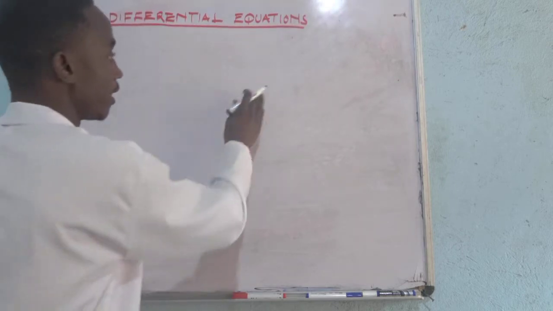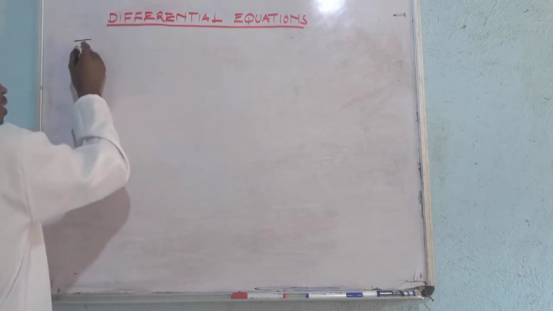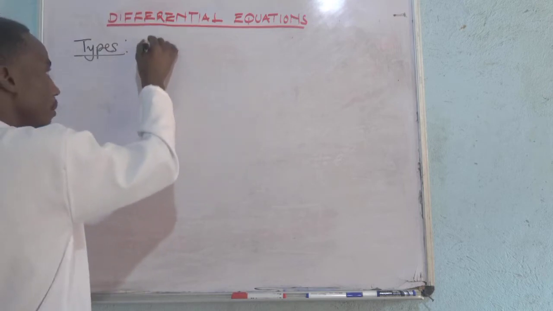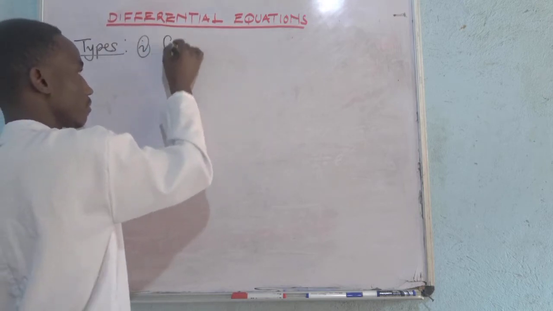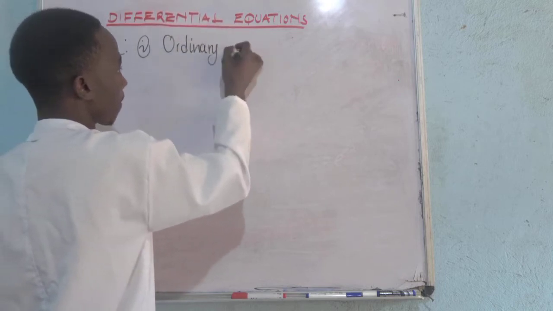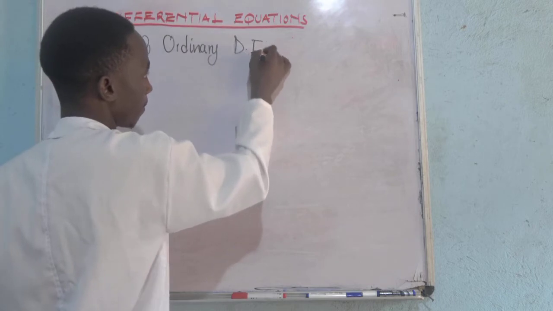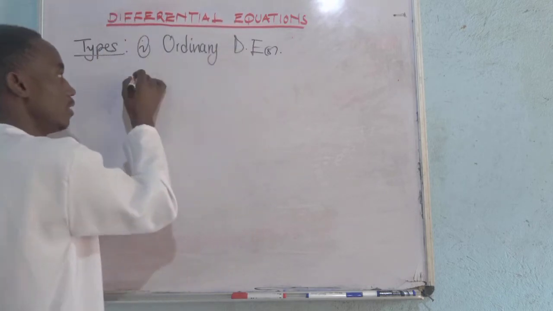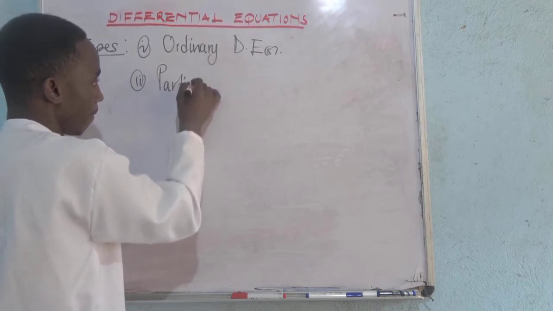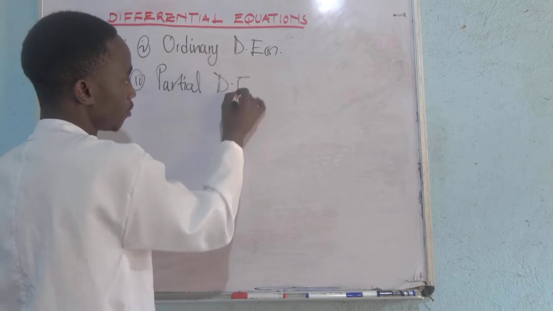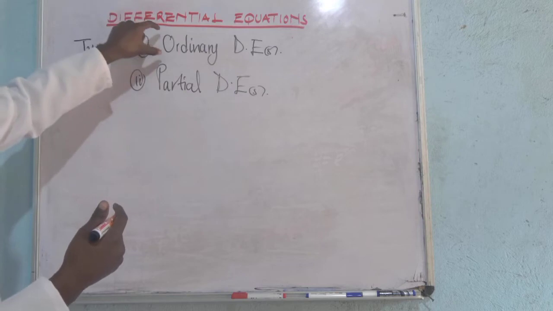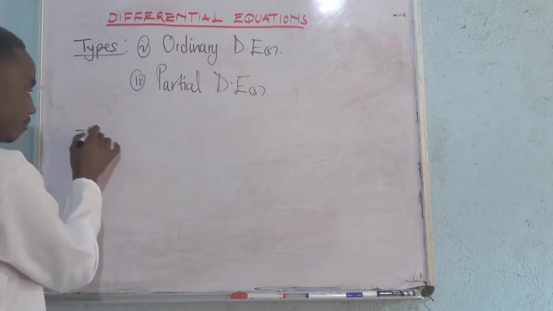So I mentioned that there are two types of differential equations. We have the ordinary and also the partial differential equations. How do these two differ, or how are they different? The ordinary differential equation is such that it's just like what we had.